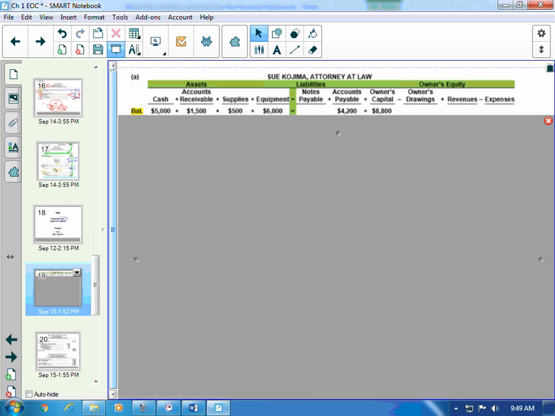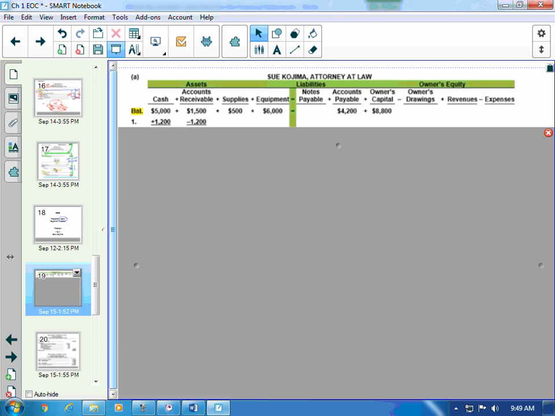So number 1, we collected $1,200 of AR. Is AR going to go up or down? Down. What are we getting as a result? Cash. Cash goes up because the AR went down.